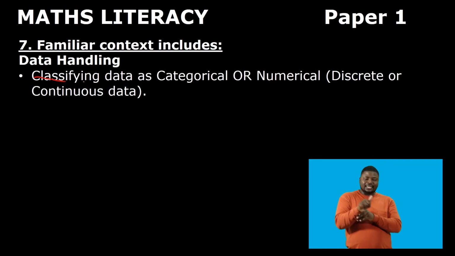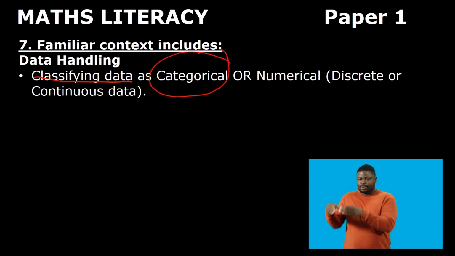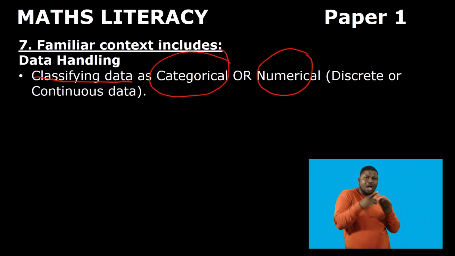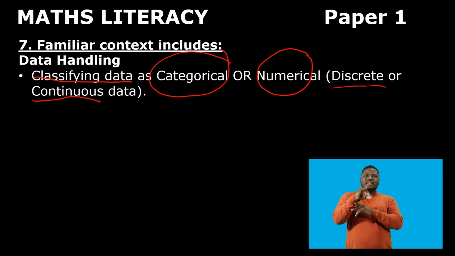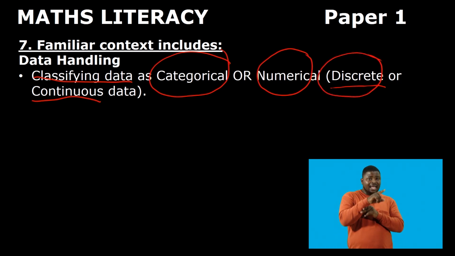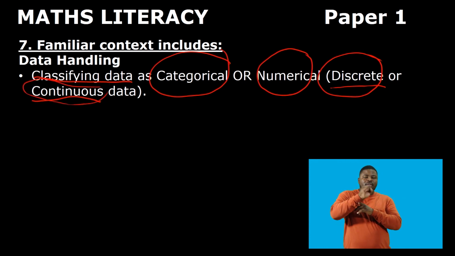Then the rest with data handling is where you're going to classify data either as categorical or numerical, and then if it's numerical, whether it's discrete or continuous. My guide always is, if I can count, it is discrete, and if I can measure, it will be continuous.